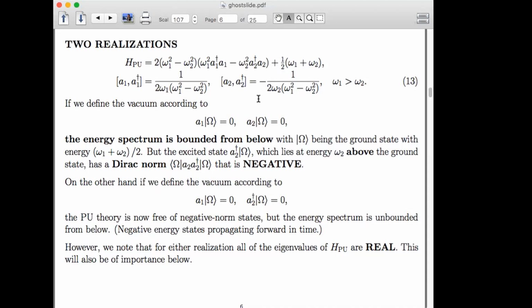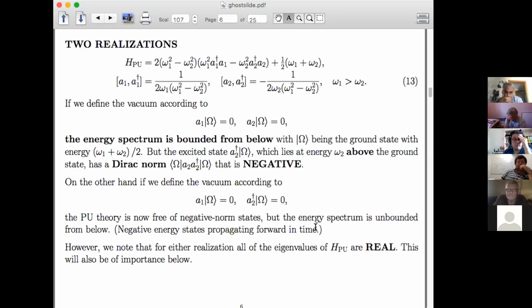Now, there's another realization of this, which is to set A1 and A2 dagger annihilating the vacuum. And the theory instead, because you've flipped the roles of the A2 and the A2 dagger, now becomes a positive commutator. So now there are no negative norm states, but this term here with the minus sign gives you an energy spectrum that's unbounded from below. And why is it negative energies? Because A2 dagger would propagate negative energy states forward in time. So these are the two realizations.